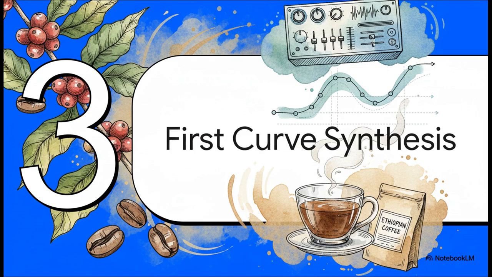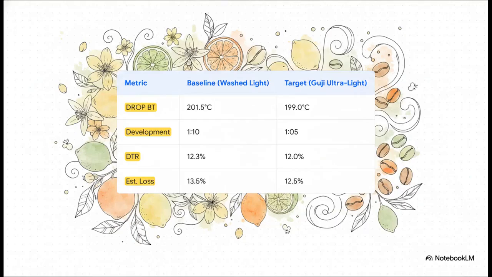All right, enough with the tech talk. Let's see this thing actually do something. We're going to synthesize our first curve using a gorgeous, washed Ethiopian coffee. So this is where you can see that floral and citrus idea turn into actual numbers. Let's compare our target, that Guji G1 Ultralight, to a pretty standard light roast baseline.